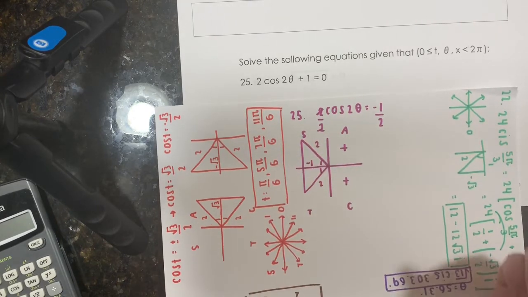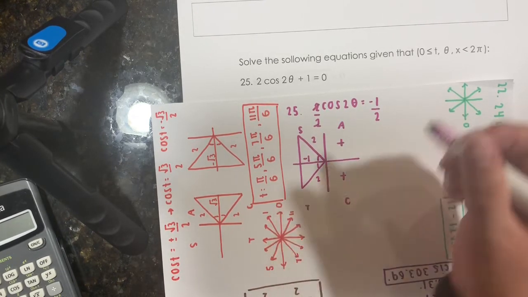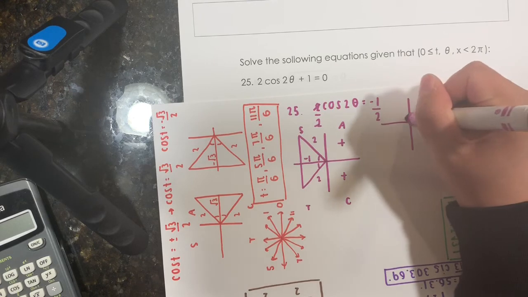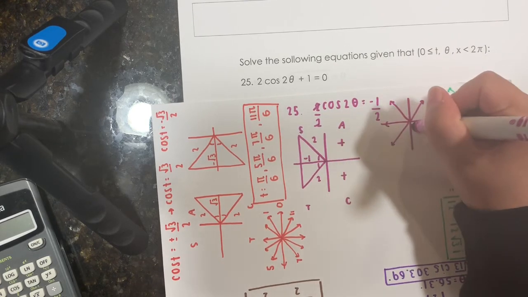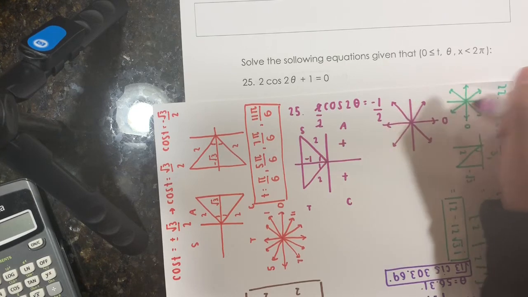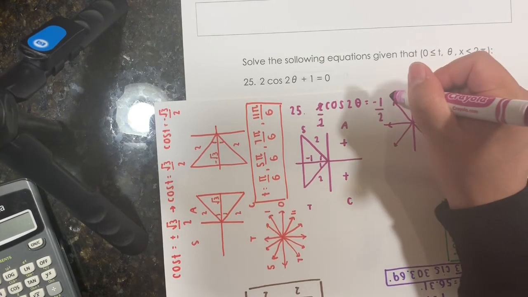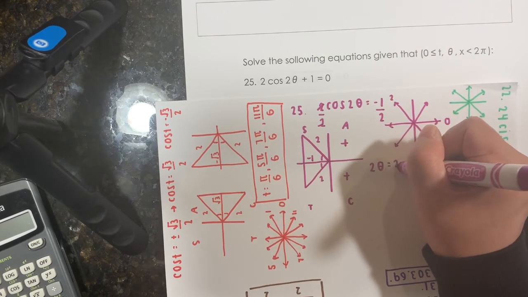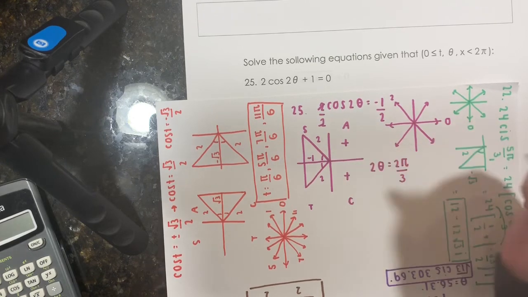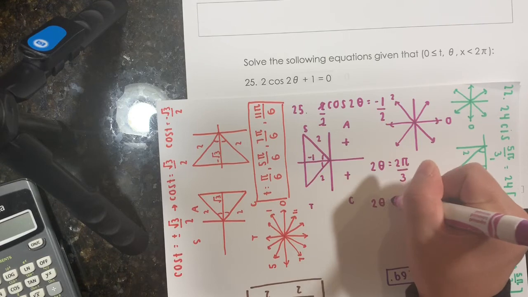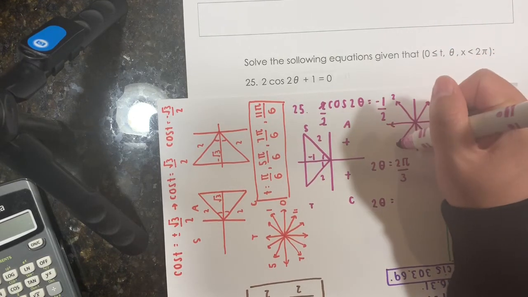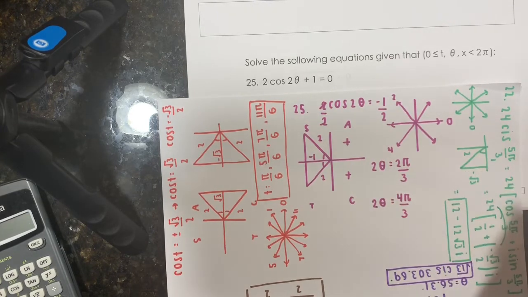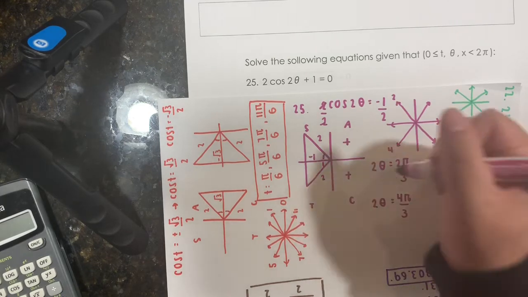So now what I'm going to do is draw my snowflake chart for my 60-degree angle. So that'll be 1, 2, 3, 1, 2, 3. So starting at 0, we're going to count 1, 2. So my first answer will be 2 theta is equal to 2 pi over 3. My second answer is going to be 2 theta is equal to 2, 3, 4 pi over 3. Now to get theta by itself, I'm going to multiply both sides by 1/2.